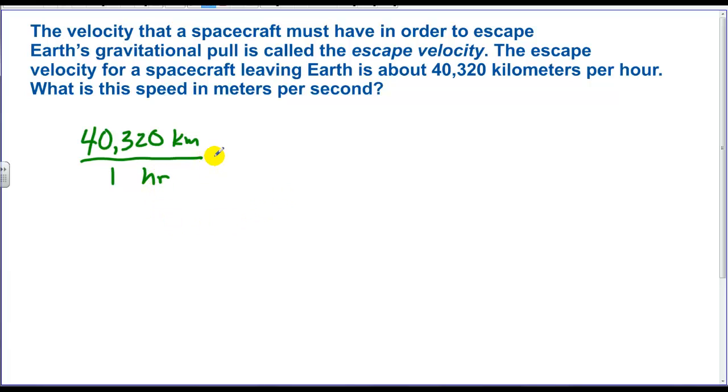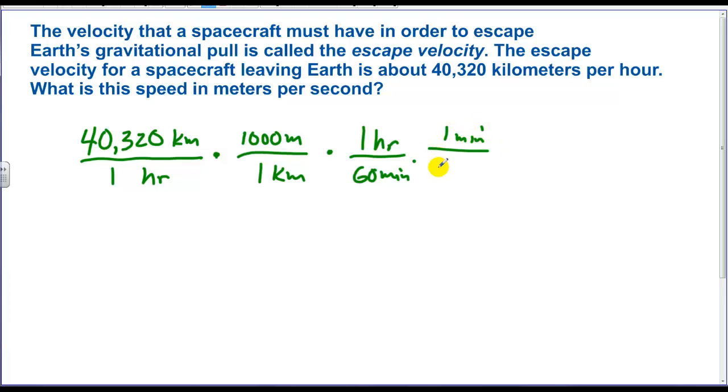So what I'm going to need to do is do some dimensional analysis. This is a little review. I need to know how many meters are in a kilometer. Well, there's 1,000 meters in 1 kilometer. And then I need to know how many seconds are in an hour. And then I have 1 hour, 60 minutes. And then in 1 minute, there's 60 seconds.